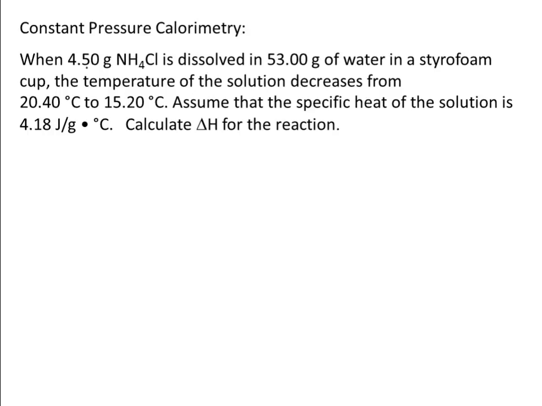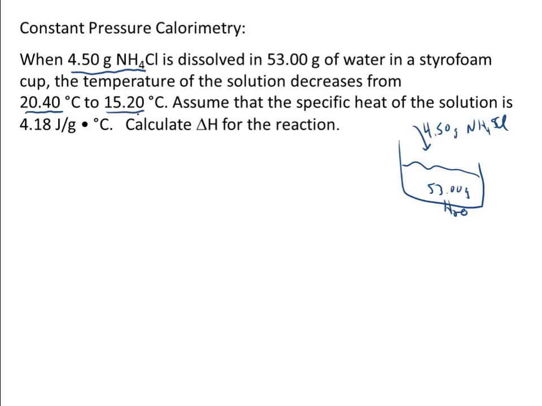In this case, we're going to take 4.50 grams of ammonium chloride. We're going to take 53 grams of water. We're going to add the 4.5 grams of ammonium chloride into that. And when you do, the temperature goes down. The temperature drops from 20.4 degrees to 15.2 degrees, which means it's an endothermic reaction. And we want to calculate delta H for that reaction.